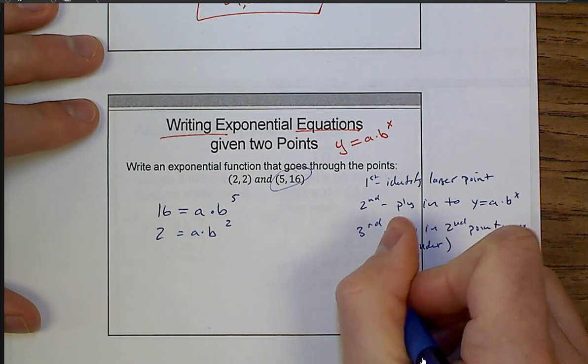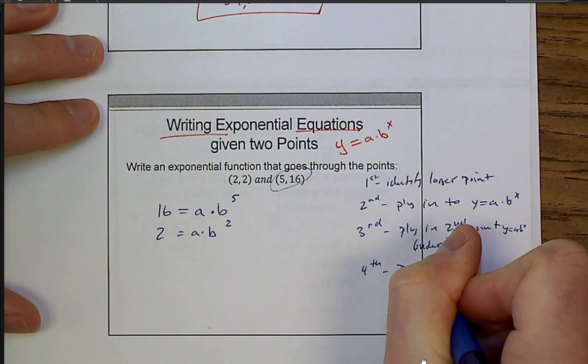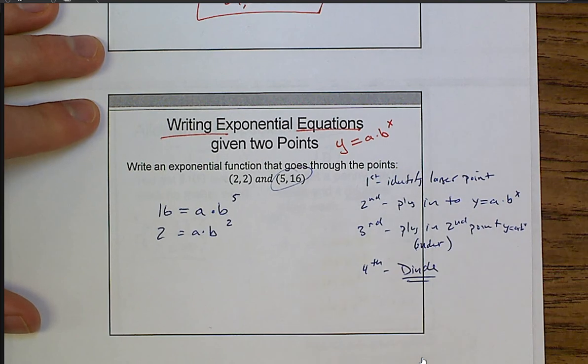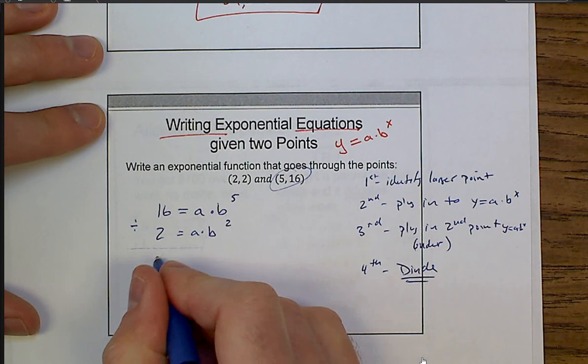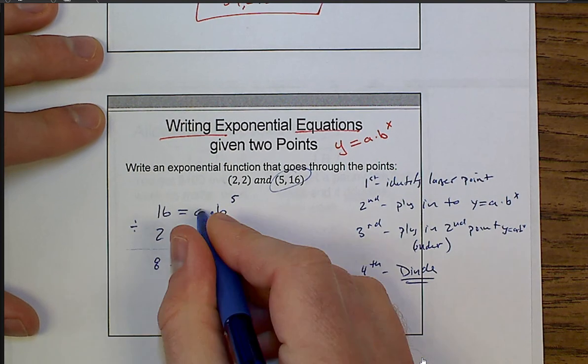What we're going to do, which is a little bit different, is step 4: we're going to divide. We're going to divide those two. So basically we're dividing these. So what do we get? 16 divided by 2 is 8. A divided by a is just 1.